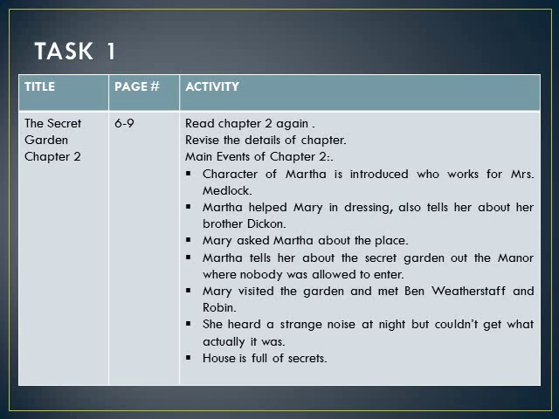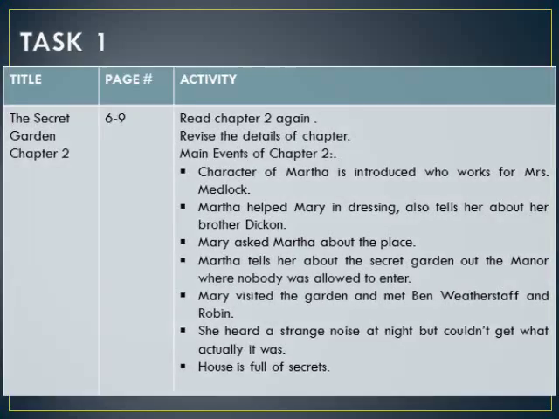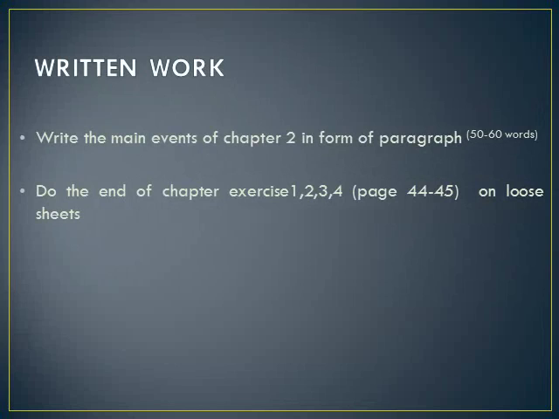I hope that you are clear about the details. Now in this week you have some written work as well. Here is your written work for this week. You have to write the main events of chapter number 2 in form of a paragraph in about 50 to 60 words. Then you have to do the end of chapter exercise 1, 2, 3, 4 that is given on page number 44-45. You have to do this task on loose sheets. With this our first task completes and we move on to the second task.